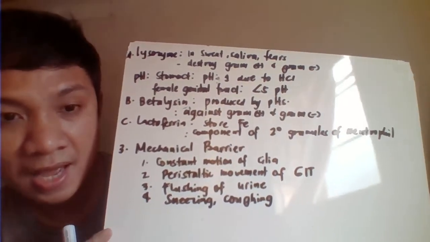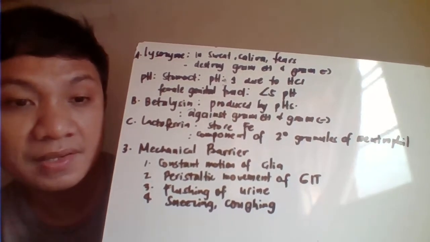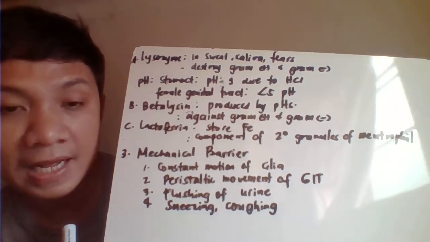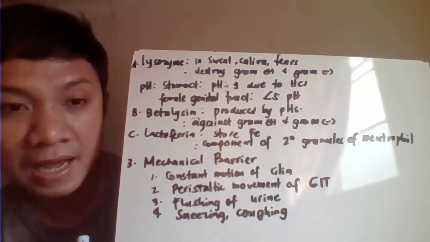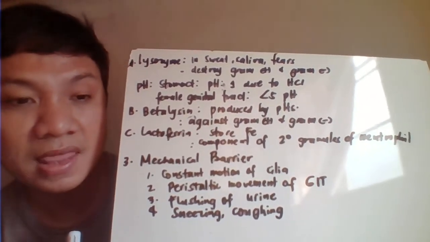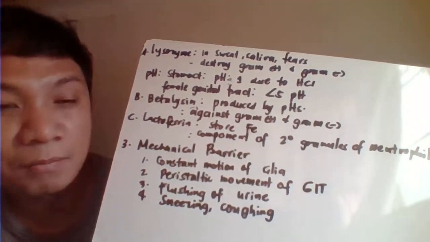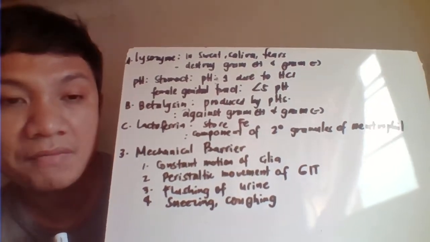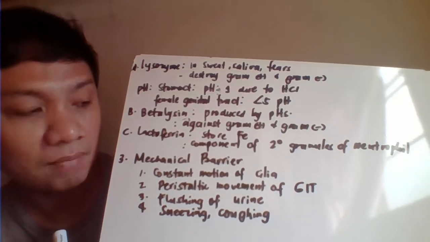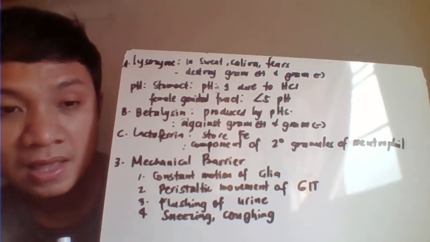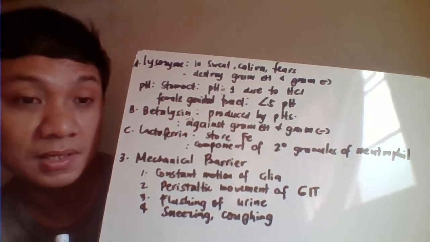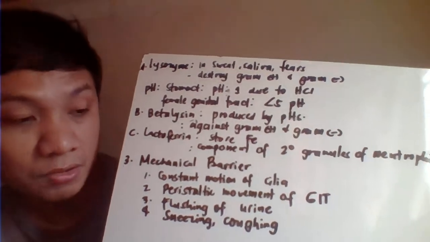The third component of your first line of defense is the mechanical barrier. When we speak about the mechanical barrier, that's anything that moves, diba? For that, we have the constant motion of the ciliated epithelium that filters the substances that try to enter our respiratory tract.